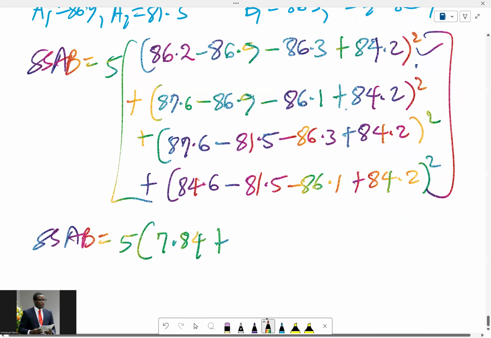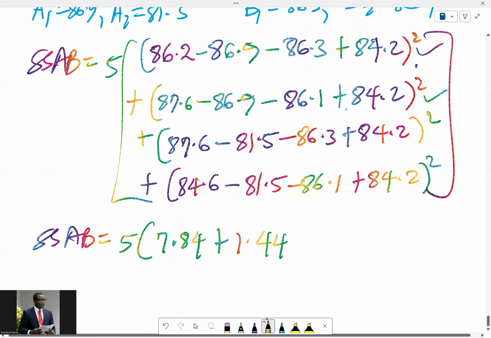The second one is 87.6 minus 86.9 minus 86.1 plus 84.2, all squared. So we have 1.44. That is the second one there.